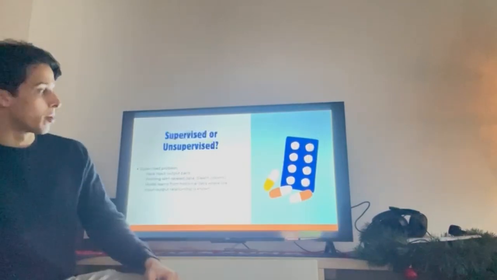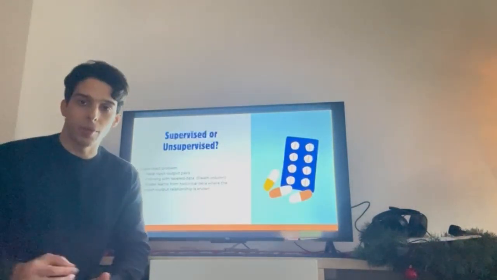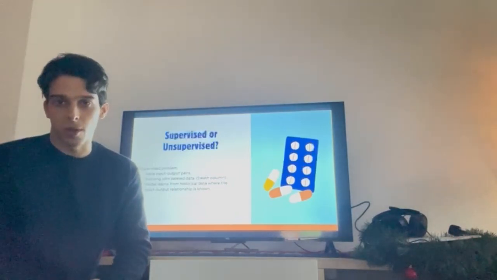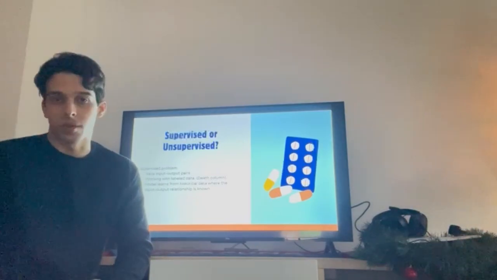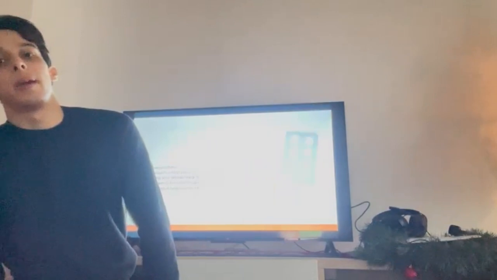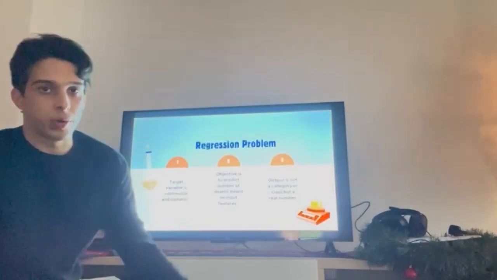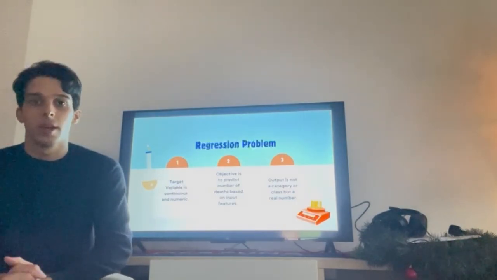It is a supervised problem, which means we have input and output pairs. We're working with labeled data, which is the death column, as I said earlier. And the model learns from historical data where the input-output relationship is known. It is obviously a regression problem since the target variable, which is our death column, is continuous and numeric.